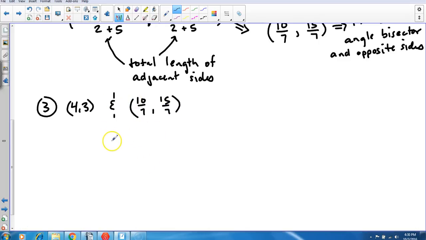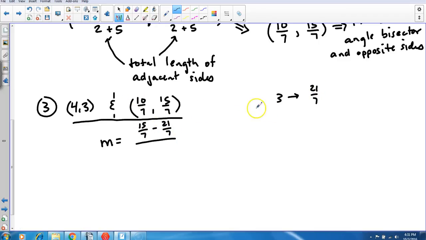All right, so I should be able to find the equation of my angle bisector by going through and finding the slope, which I'll do right now. So y2 minus y1, that's 15/7, and you're going to get some fractions in here. I'm going to go ahead and find a common denominator. I know that 3 is equal to 21/7, and 10/7 minus 4, but I know that 4 is equal to 28/7. Sorry, not 24/7.